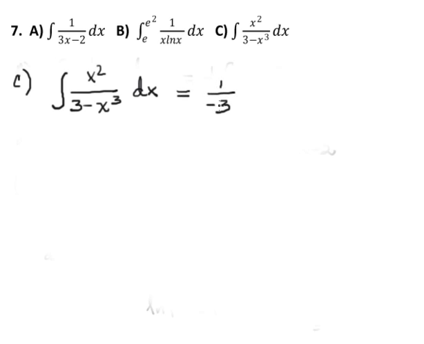I'm going to do this one without a u substitution and take the log of the denominator. If you want to do the u substitution, you would put u equal to the entire denominator, 3 minus x cubed, like that.